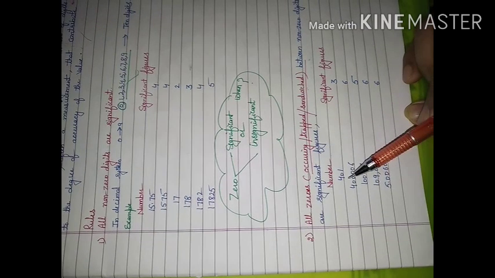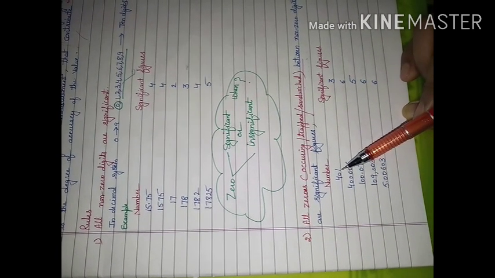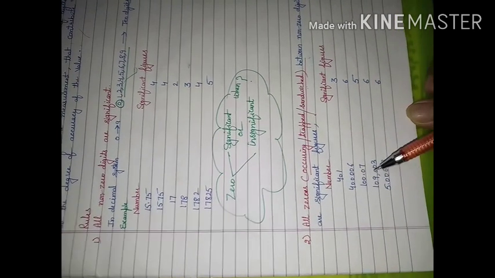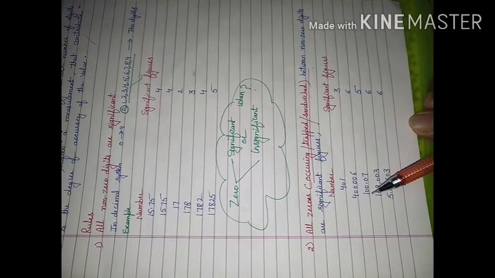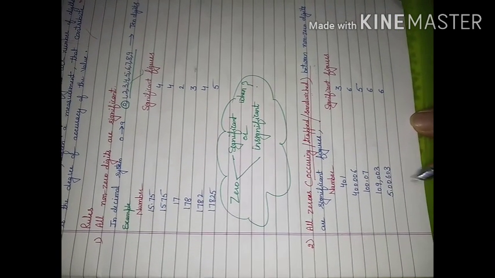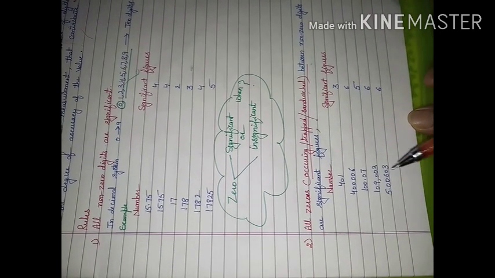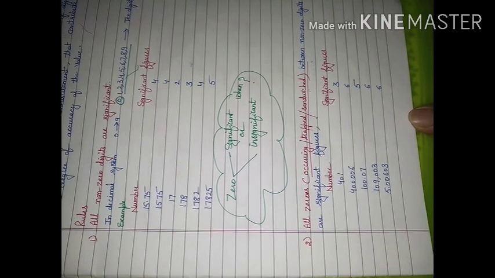Consider this example, 401. 0 is between 1 and 4. These zeros are trapped between 4 and 6. These zeros are sandwiched between 1 and 7. This 0 is occurring between 1 and 9. These zeros are between 3 and 9. All these zeros will become significant for us.